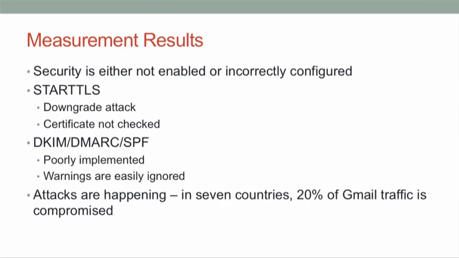It's not really clear what to do if a DKIM signature doesn't check out. Most of the time, the mail is still delivered, maybe with a message to the user. So we're only partly there. They also determined that in seven countries, 20% of mail sent to Gmail is purposely being downgraded. Not sure who's doing that. So the system is still partially there, and there are some challenges.